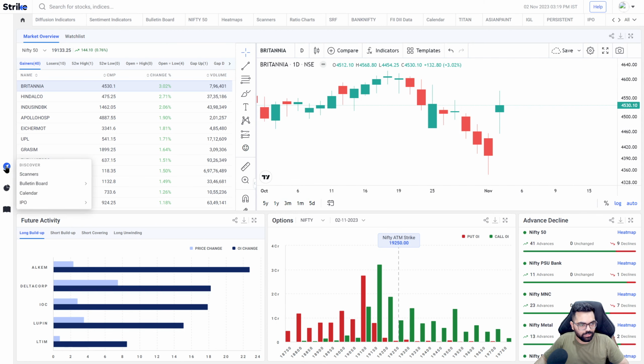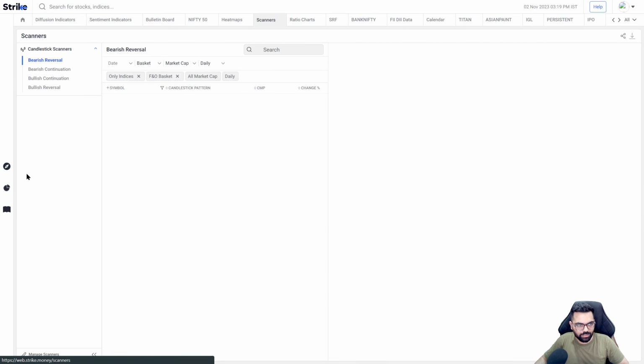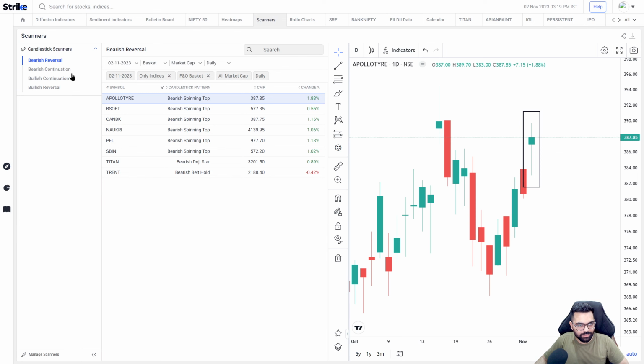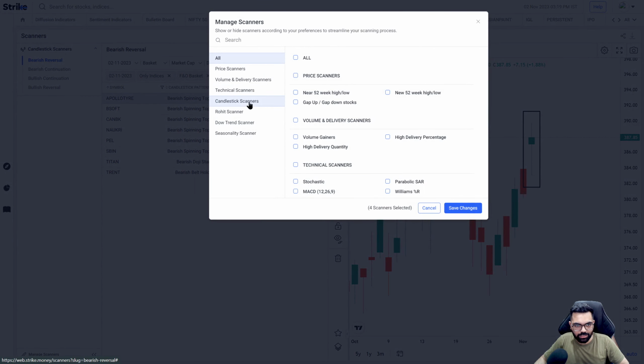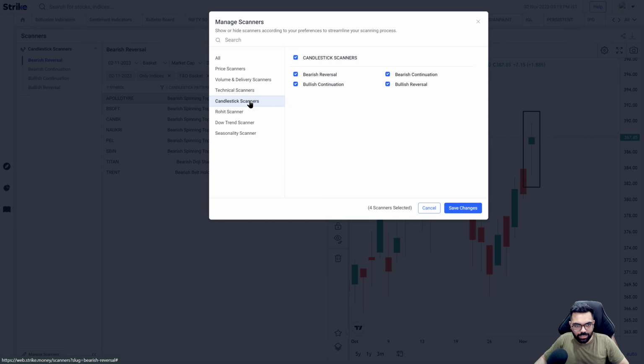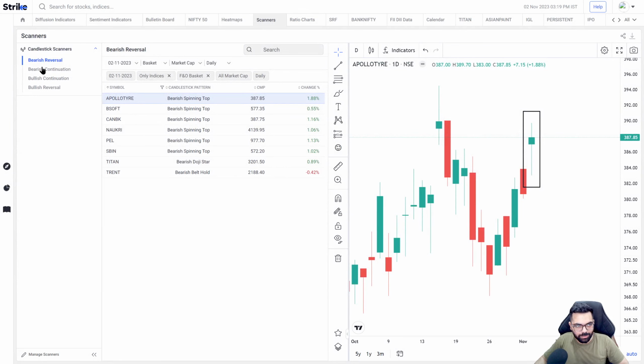All you have to do is go to the Discover tab and head to Scanners. Make sure Candlestick Scanners is enabled. For that, you can click on Manage Scanners and select all the scanners you want. For this video, I have only enabled Candlestick Scanners. So within Candlestick Scanners, we have subdivided the patterns into bearish reversal, bearish continuation, and bullish reversal.